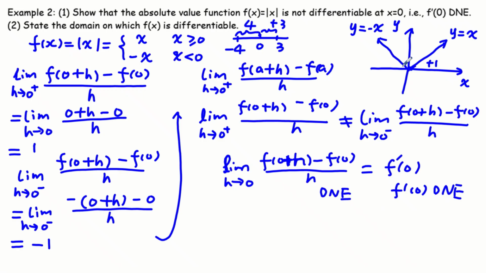So that's the reason the cusp is not differentiable. If f prime doesn't exist, then f(x) is not differentiable. Not differentiable just means the slope of tangent doesn't exist at that point.